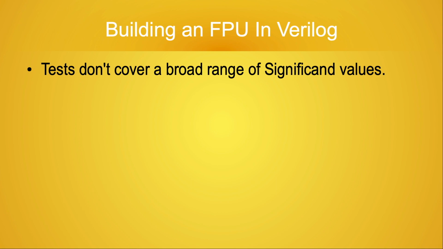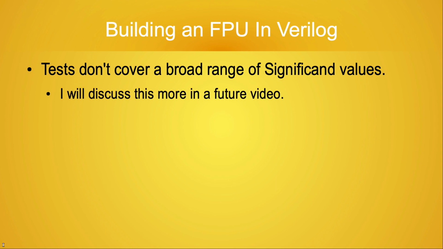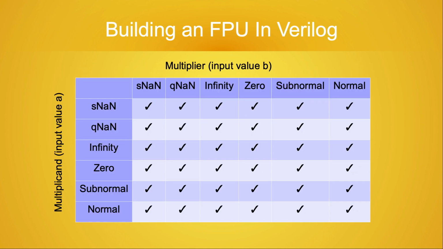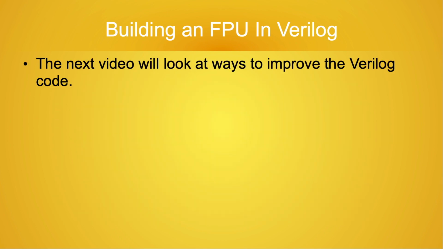You might notice that the tests don't really spend much time testing a broad range of the possible significand values. The test cases really focus on testing various exponent values. This is deliberate and will be discussed in more detail in a subsequent video. This completes our checklist of test cases. In the next video, I'm going to revisit the Verilog code which we've written so far to see what we can do to optimize it and make it more general.